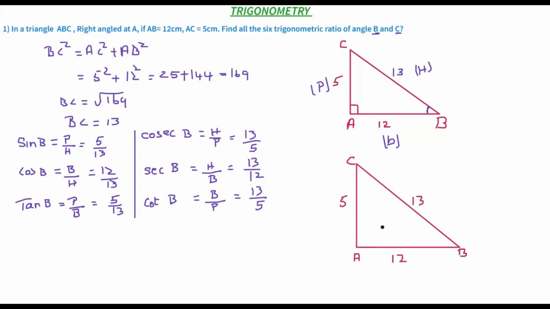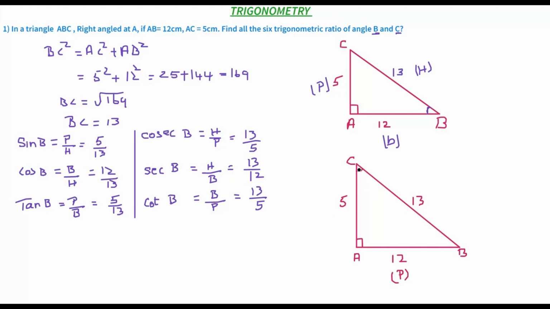Now I have drawn another picture, the same picture I've just repeated. Triangle ABC, right angled at A, and I've written the length of each side. Now we have to see the reference angle C. So for the reference angle C, the perpendicular, which is the opposite side, is 12. So this is our perpendicular here.